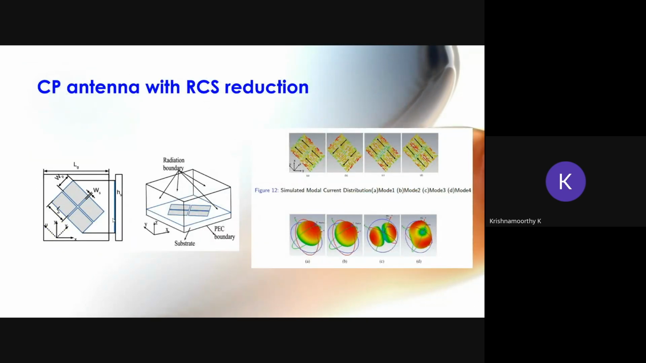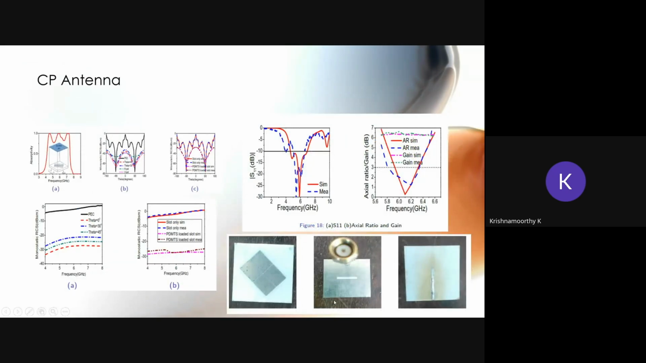The next one is a circular polarization antenna that we can design with reduced radar cross section. This is the metamaterial structure we are using here, a conventional array of rectangular patches. If we load this structure onto the conventional slot antenna, it is going to convert the linearly polarized radiation of the slot antenna to a circularly polarized antenna, as well as give reduced radar cross section.